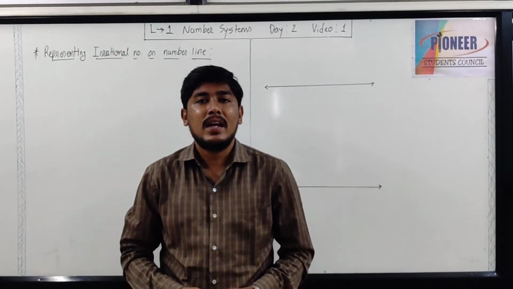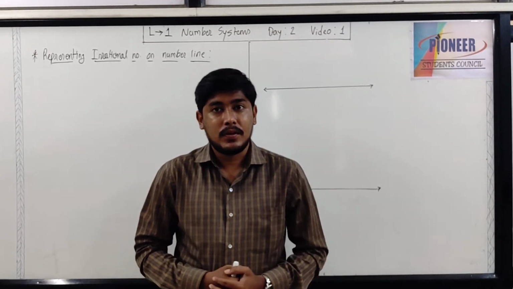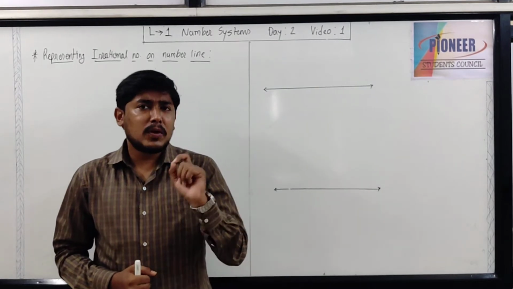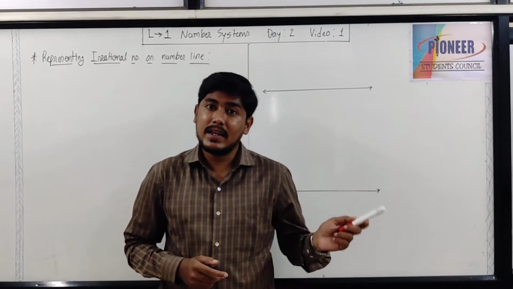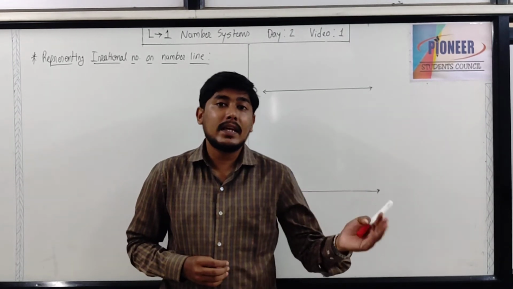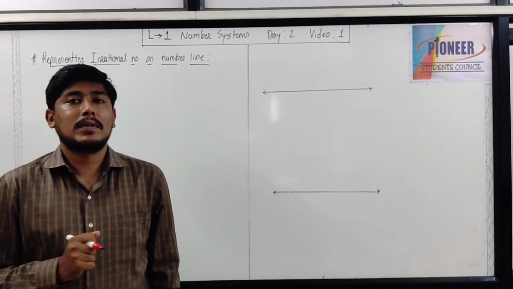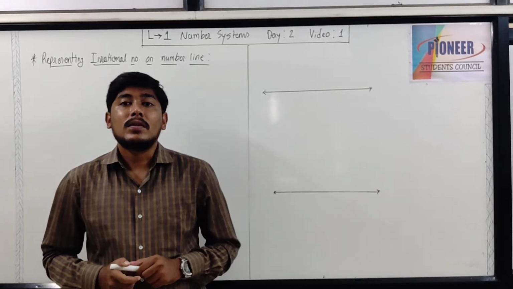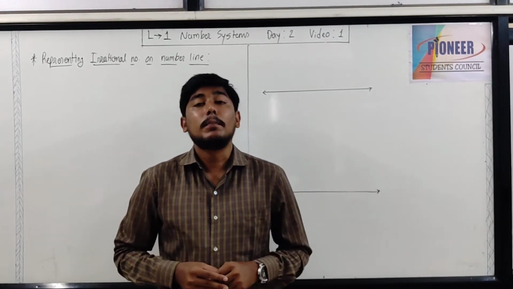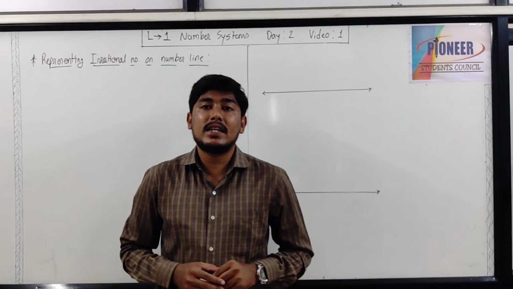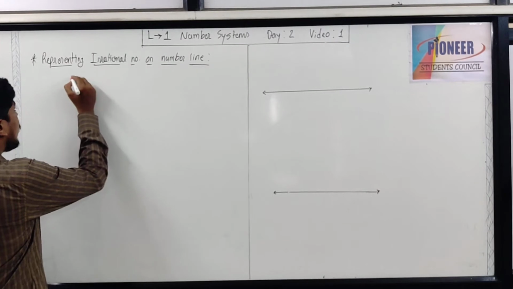Now students, we will learn how to represent irrational numbers on the number line. Yes, we have learned how to represent rational numbers on number lines in standard 8. But how to represent irrational numbers on the number line? Let's have a look. See guys, what do you mean by irrational numbers? Irrational numbers are the numbers which cannot be written in the form of P upon Q, where P and Q are integers and Q is not equal to 0.